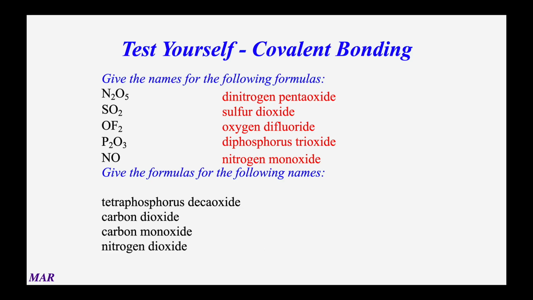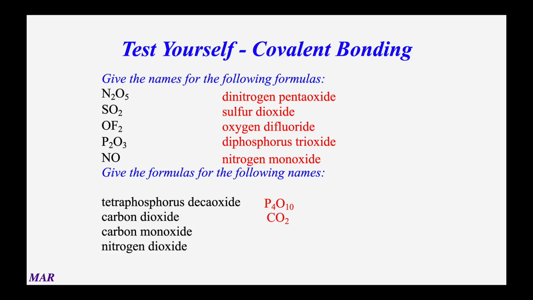The next ones are taking the names and putting them into formulas. So tetraphosphorus, tetra is 4, that's 4 phosphorus, which is P. Deca is the Greek prefix for 10, and oxide is oxygen, so we would have P4O10 on that one. Carbon dioxide, which is hopefully really familiar to you, that would be just CO2.